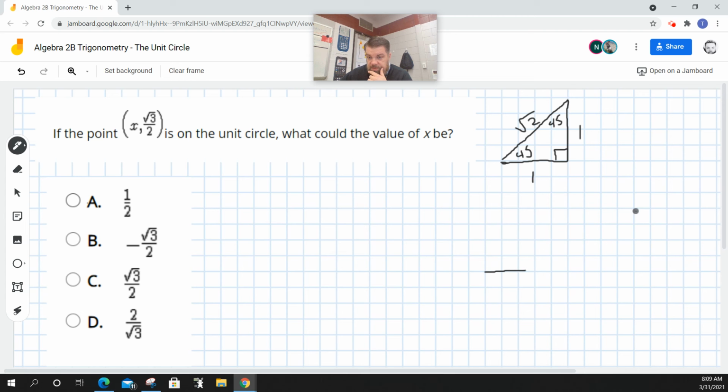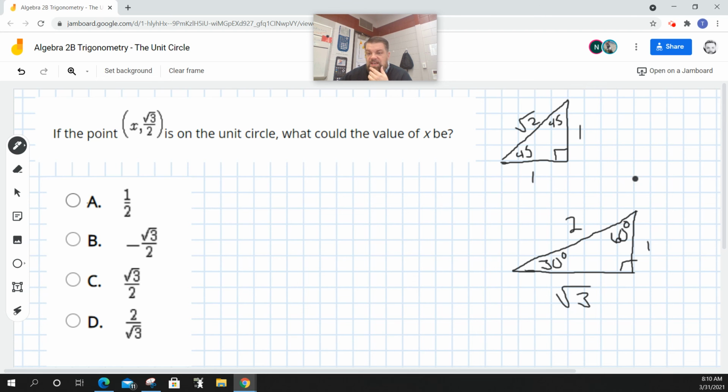Now the other one, that's a little too long actually. I want to try and draw this to scale as much as possible if it's possible. The other one looks like this. And this one is 1 to the square root of 3. And this one is called the 30-60. So this is 30 degrees and this is a 60 degree.